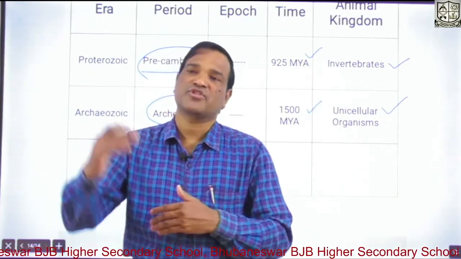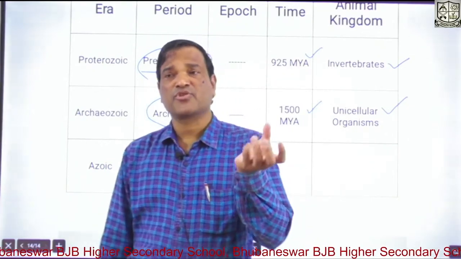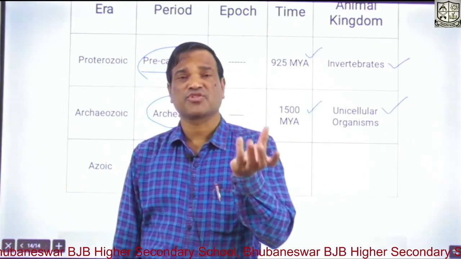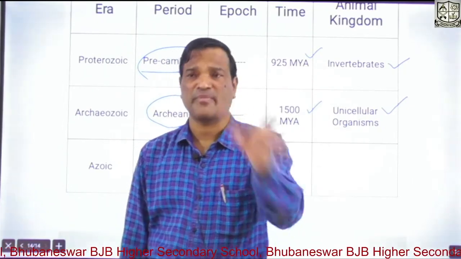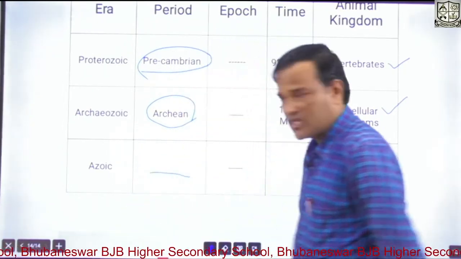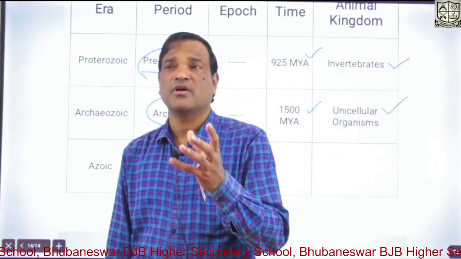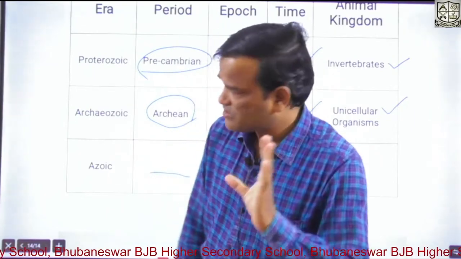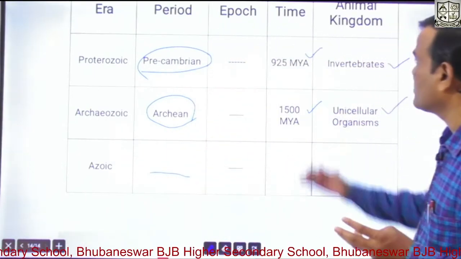Okay, so simultaneously human evolution can take place, that is the Lower Pleistocene Homo habilis, Middle Pleistocene Homo erectus, Upper Pleistocene Homo sapiens. And the Holocene period, that is the Homo sapiens sapiens or modern man. The Pleistocene began about 3 million years ago, and the Holocene about 10,000 BP, before present.